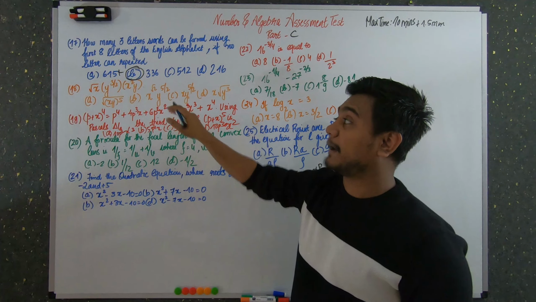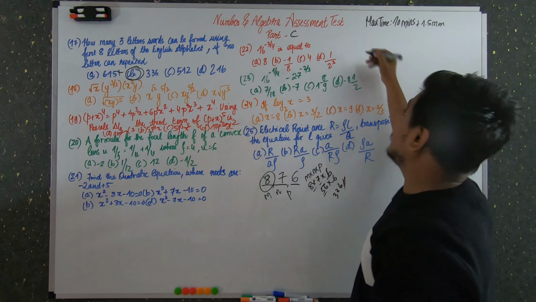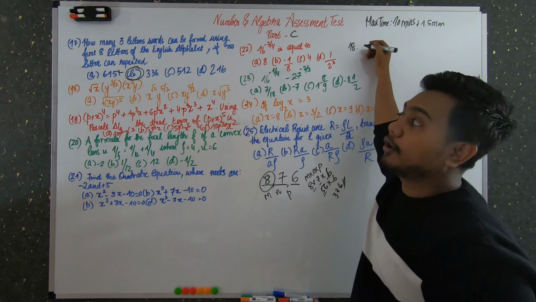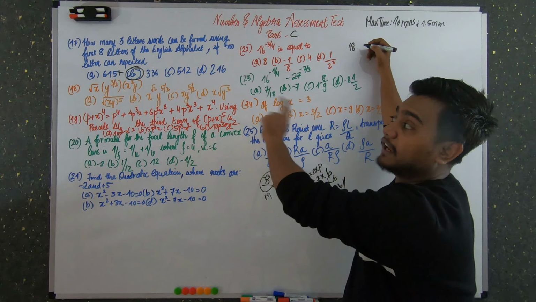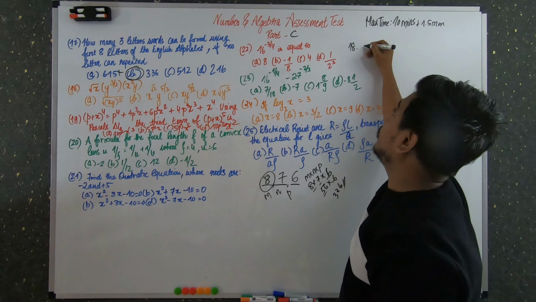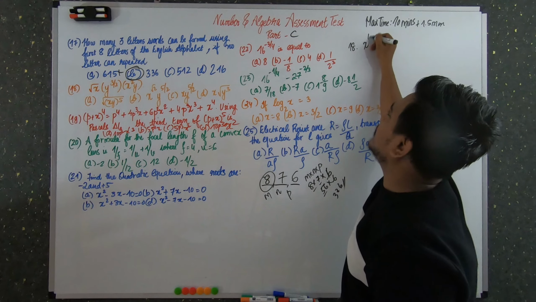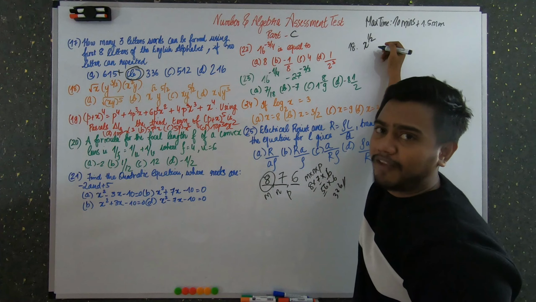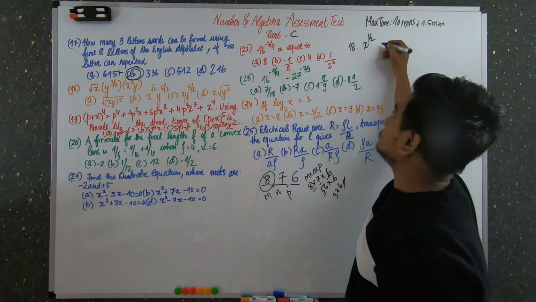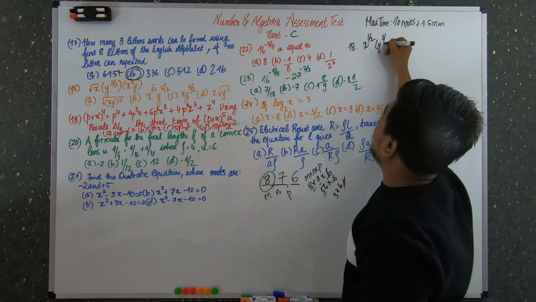Now let's do the second problem, problem number 18. What is problem number 18 saying? You have to check which of these answers are correct or not. So root x is what? Square root of x is x raised to 1 by 2. Again, y raised to 3 by 2.